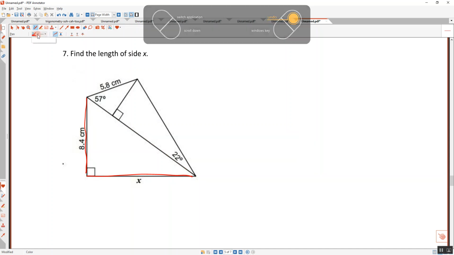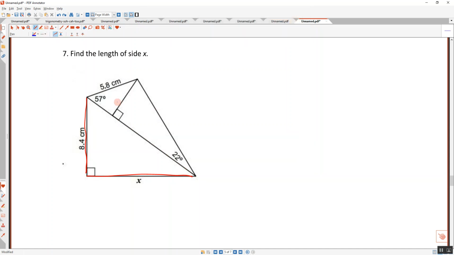So I'm going to look at the small triangle first. I'm going to look at this blue one. So this is 57. This is 5.8. And I want to work out this side. Okay, let's call it x. So I've got, this is my opposite. This is the hypotenuse. This is the adjacent. I would want to find the adjacent. I know the hypotenuse. So I'm going to use cos.